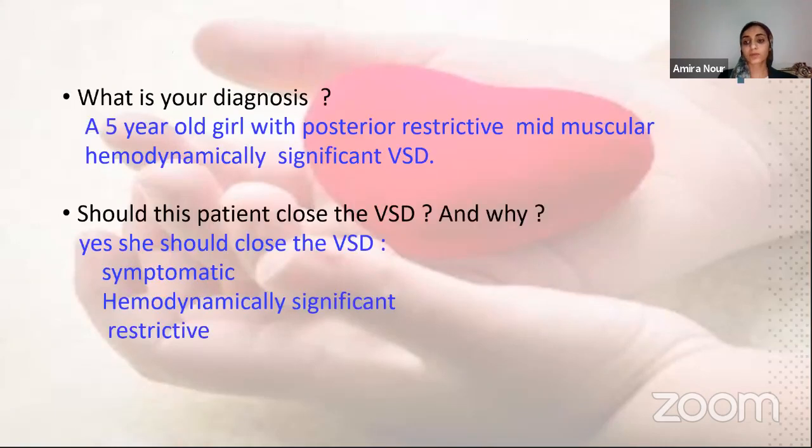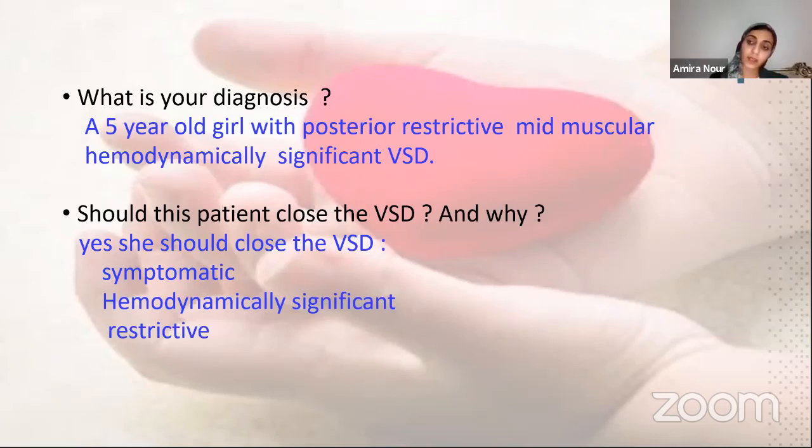Yeah, okay, that's clear. So the indication does not equal closure. And as I remember, our patient is 5 years old, so my question is, if she should have the VSD closed, but when? Yes. What about the timing?